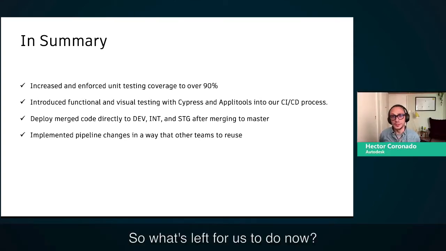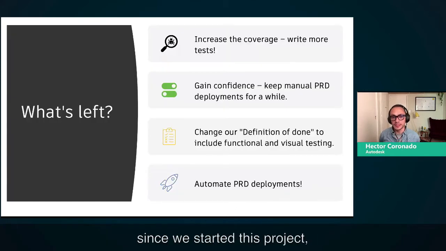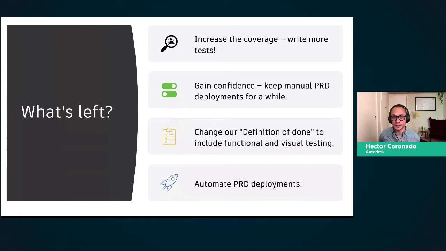So what's left for us to do now? Well, although we've come a long way since we started this project, before we're able to deploy without manual testing, we need to increase our visual and functional testing to get us to full coverage of our app. We also want to go through a few development cycles so that in the future, when we switch to a fully automated deployment process in production, everyone involved can feel really confident.